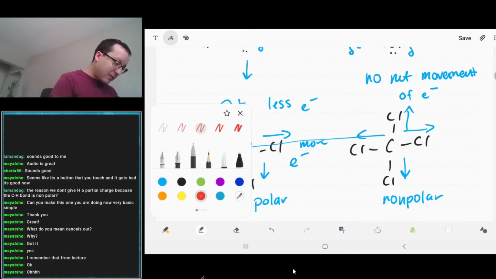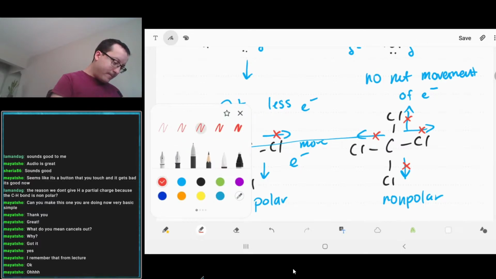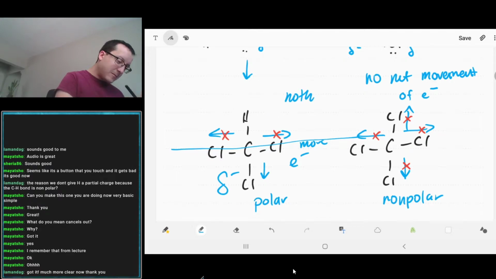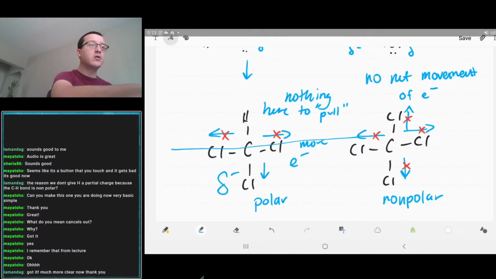So maybe these two cancel out, and these four cancel out, but there's nothing. I guess I shouldn't use an arrow. So we have nothing up top to pull. And so that's why it's going to be non-polar.